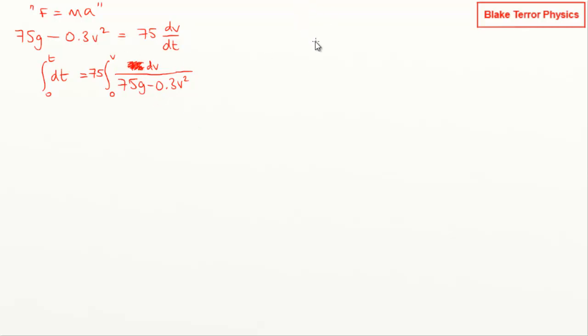And we're going to try and separate out 1 over 75g minus 0.3 v squared. We're going to want to put that into two fractions. And this is a difference of two squares on the denominator, so that's going to make things a bit easier. So we can have an a divided by root 75g, so we've got to do the square root of each one of these terms, minus the square root of 0.3 times v.